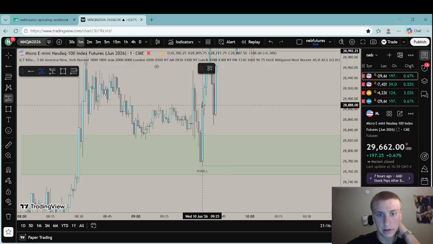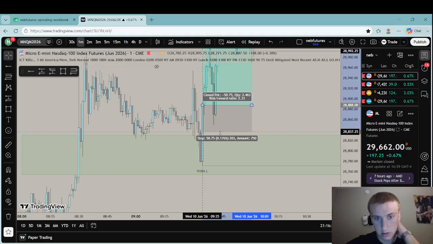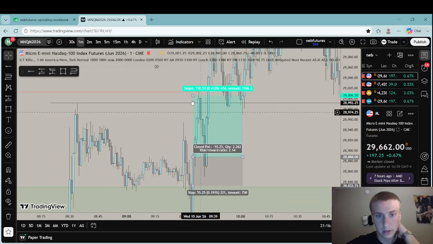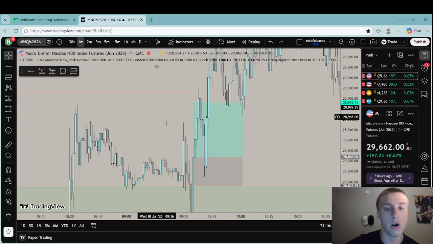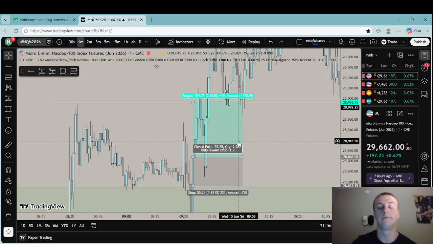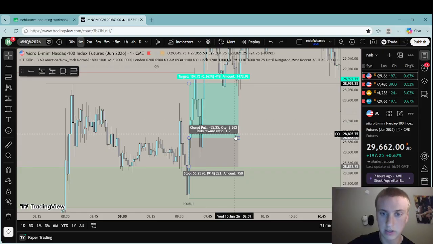Okay, so we get the long setup. Stops below the 30-second. Targeting the data high. Data wicks are the strongest draw on liquidity. If not the strongest, they're at least top 3. Always, when we get CPI news data, PPI news data, FOMC, don't trade FOMC. PPI, CPI, always target the data wick. It has like a 90% win rate. I actually don't know the exact number, but it's pretty high.